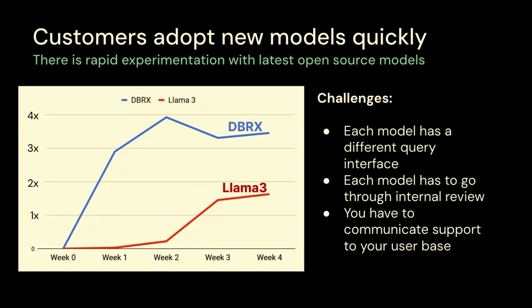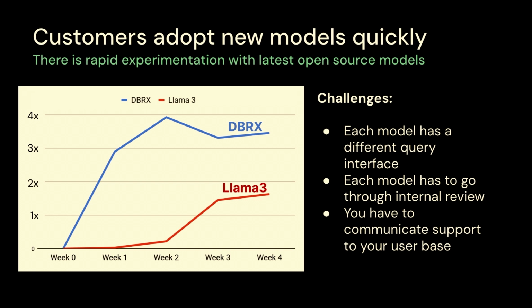I thought this slide was a little bit interesting to share. I had to anonymize the data because I don't know if I'm actually allowed to share it. But our customers on the Mosaic AI platform are rapidly adopting new open source models. So every time a new open source model is released, the on-ramp of how quickly people want to experiment and try these models is very steep.